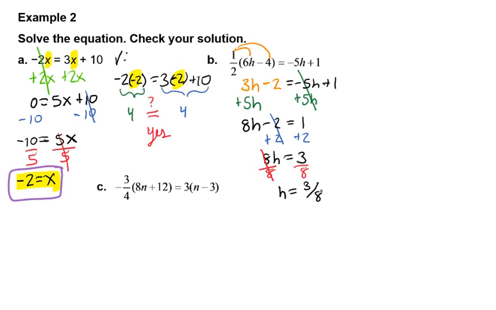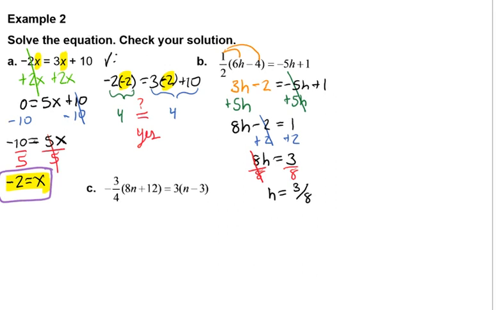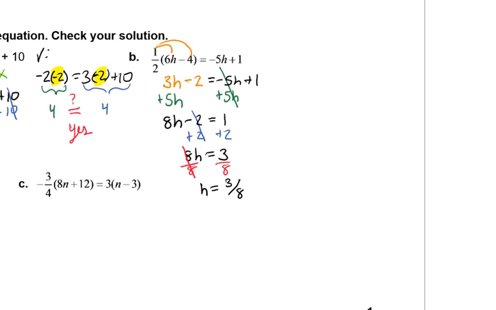So now we just need to check that and see if we're right. So let's move this over a little bit so we've got some room. We're going to have 1/2 times 6 times h minus 4 minus 4 equals negative 5 times 3/8 plus 1. Remember, we're going to replace our h's with h equals 3/8. So we're going to plug in 3/8.